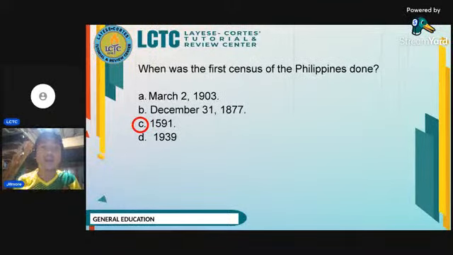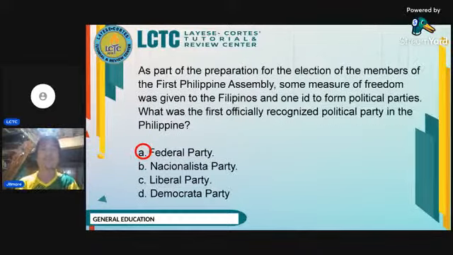1591, the first census of the Philippines, the first ever census done in the Philippines. That was during the Spanish period. December 31, 1877 was the first official census of the Philippines. 1939 was during the Commonwealth period under Manuel L. Quezon, the second census of the Philippines. Okay.